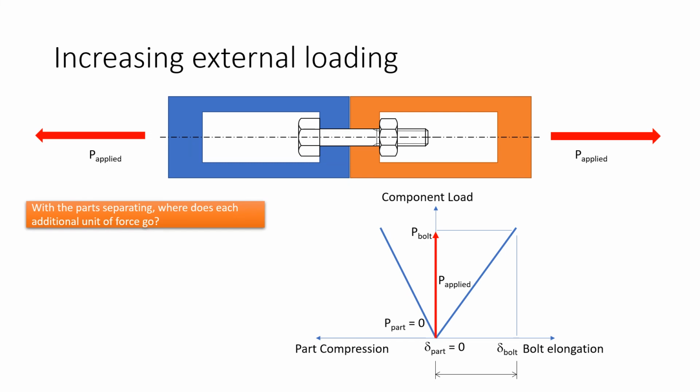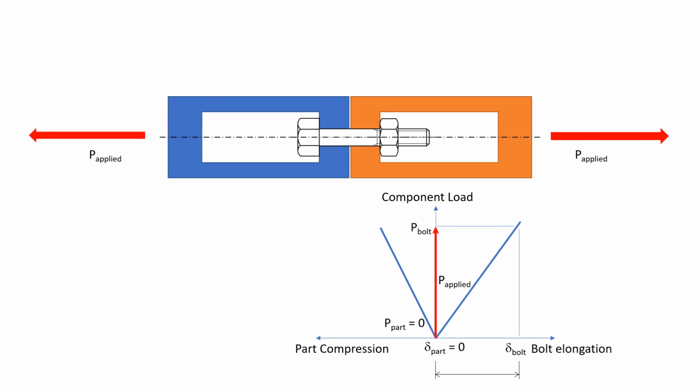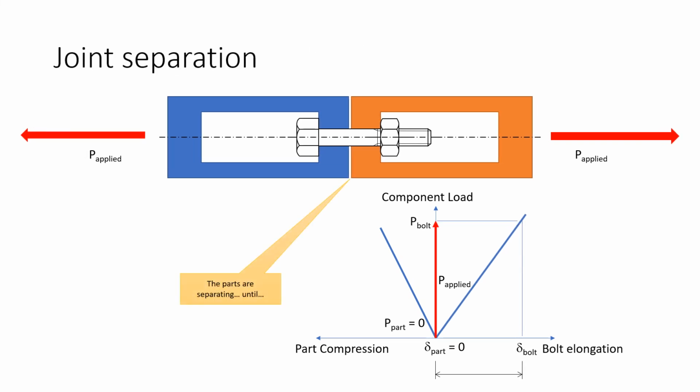So with the parts separating, where does the additional unit of force go? The additional force is going entirely into the bolt. So delta bolt is increasing directly in proportion to the external applied load at this point, which is a point where the bolts are very vulnerable to fatigue loading. So a 10% increase in the applied load equals a 10% increase in the bolt load.